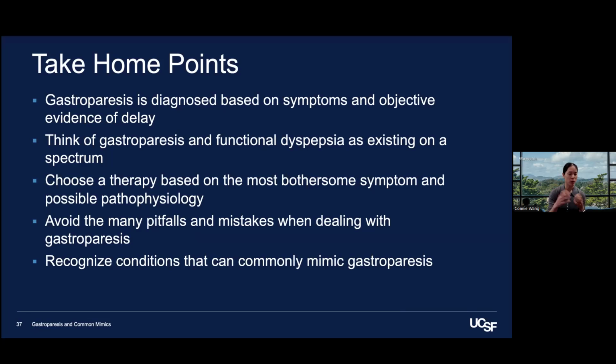Think about gastroparesis, in particular mild cases, as being on a spectrum with functional dyspepsia, and treat those cases similarly. Be selective in your therapy for management of gastroparesis, based on the most bothersome symptom for that patient, again avoiding many of the mistakes and pitfalls that we see in taking care of these patients. And then recognize common conditions like cyclic vomiting syndrome and cannabis hyperemesis syndrome that can commonly mimic gastroparesis.